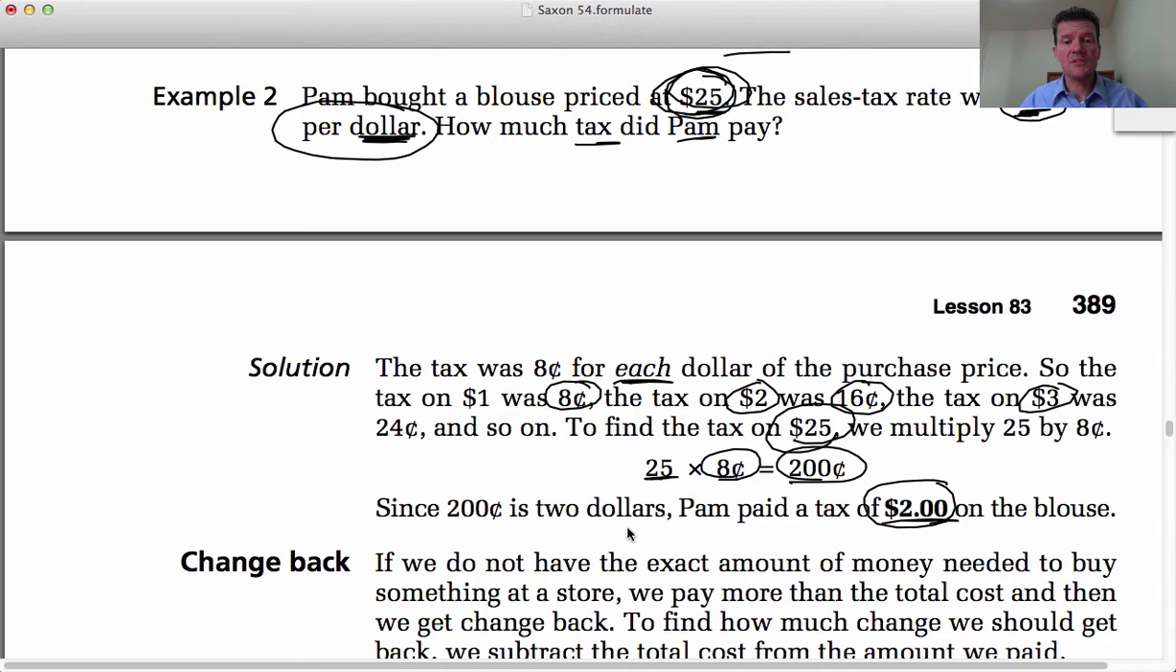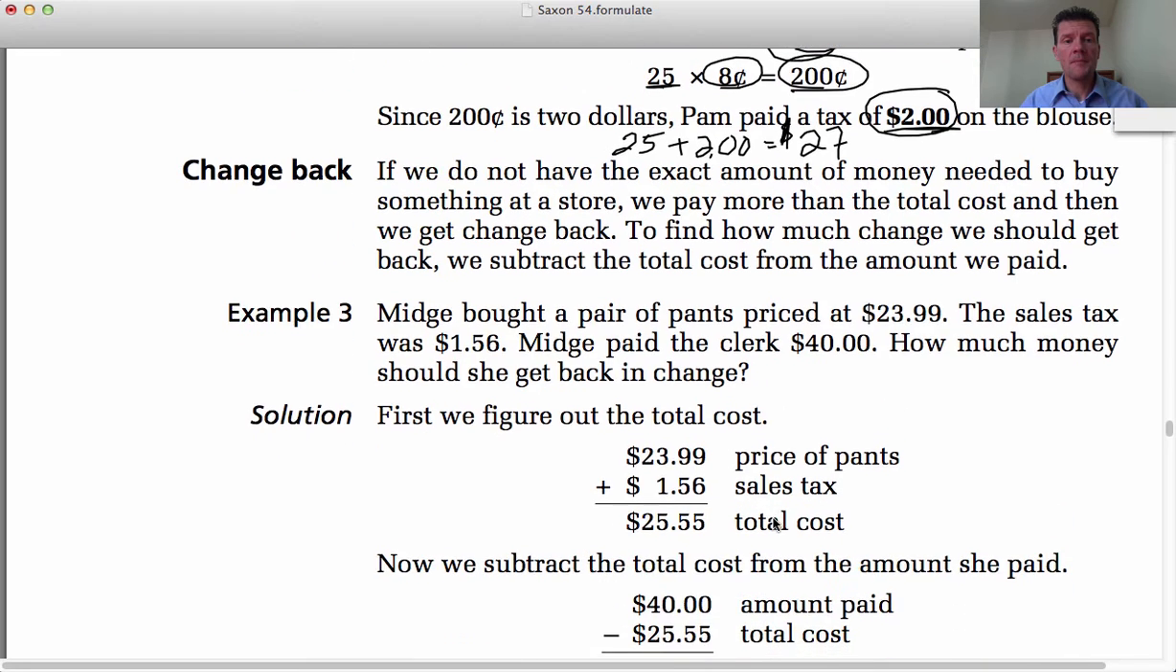So it doesn't ask you to figure this out, but she would spend a total of the 25 plus now the additional $2 for a total of $27. Okay.